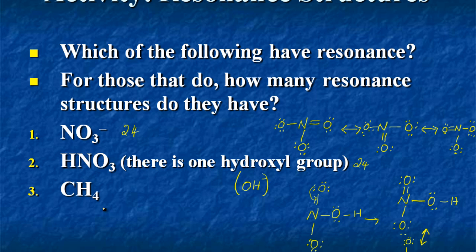How about CH4? How many valence electrons? 8. C is in group 4, hydrogen is in group 1, 8. So our skeleton arrangement is carbon in the middle with 4 hydrogens, and we are using all 8. Is there any other possibility? So there is no resonance in CH4.